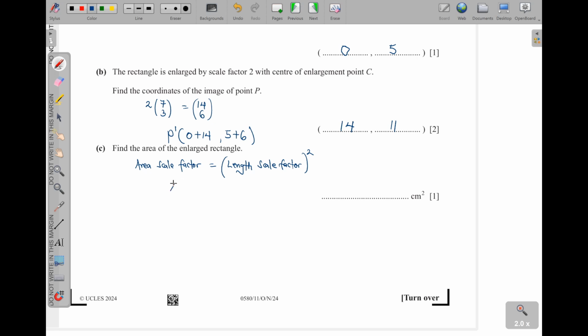So area of the bigger one divided by area of the smaller one, which is 15, is equal to, the scale factor is 2, so I'll just say 2 squared. Then I cross multiply, that means area of the bigger one is going to be 2 squared, which is 4, times 15. Then this one will give you 60, just like that.